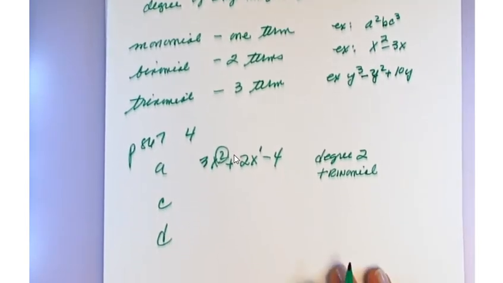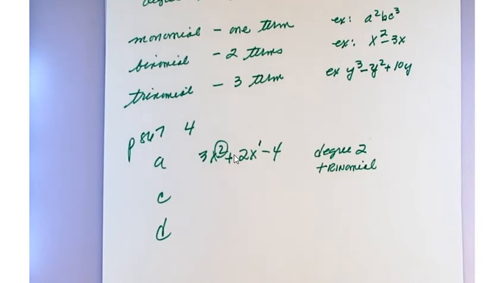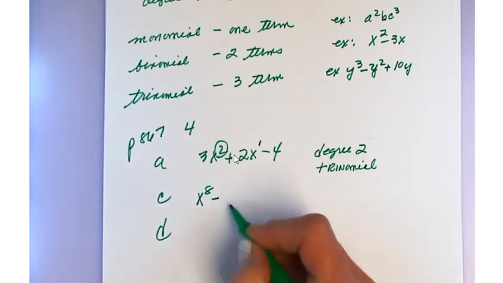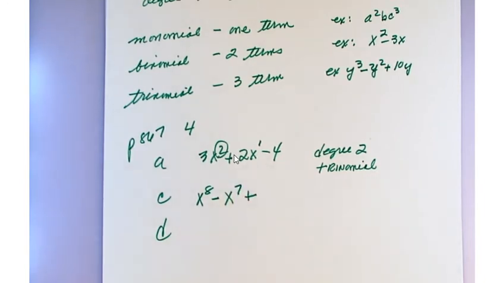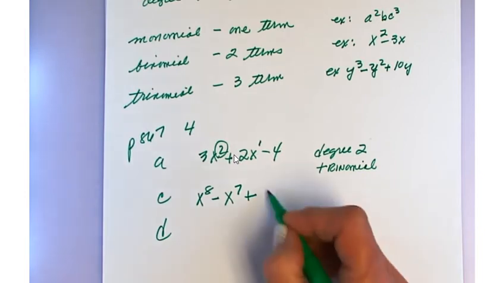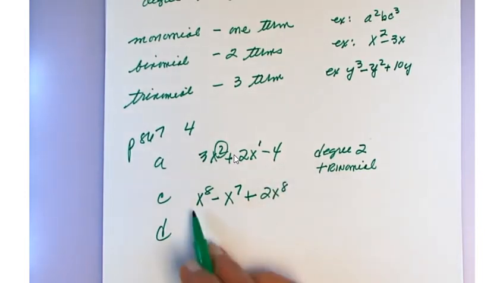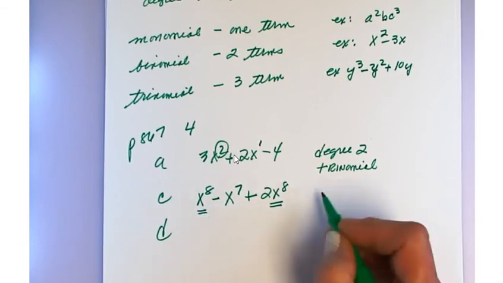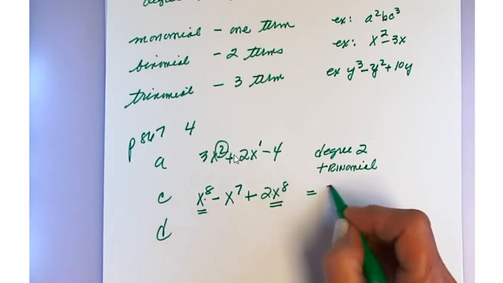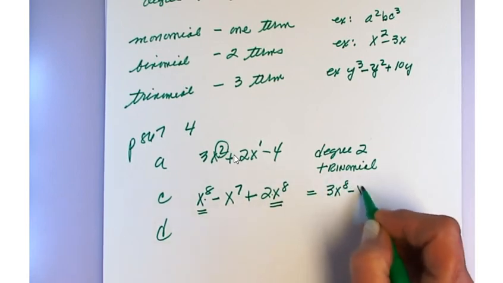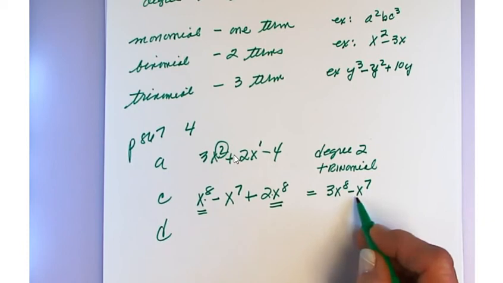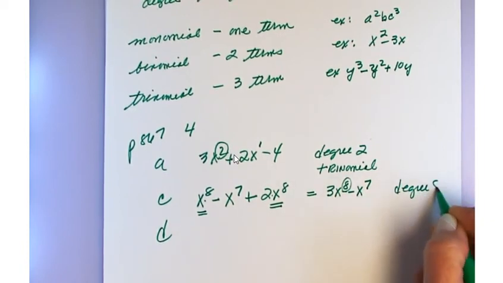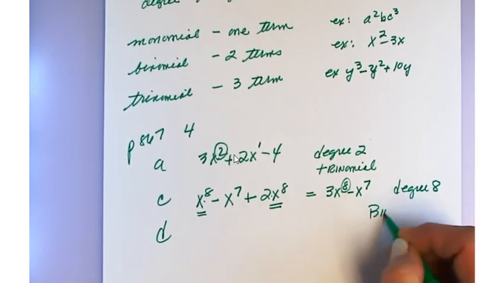Looking at C, x to the 8th minus x to the 7 plus 2x to the 8. I look to see, can I simplify it? These two are like, so 1 plus 2 is 3. I ended up with degree 8. I have 2 terms, so it is a binomial.